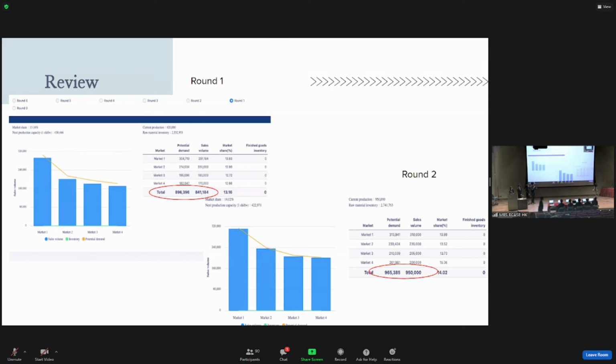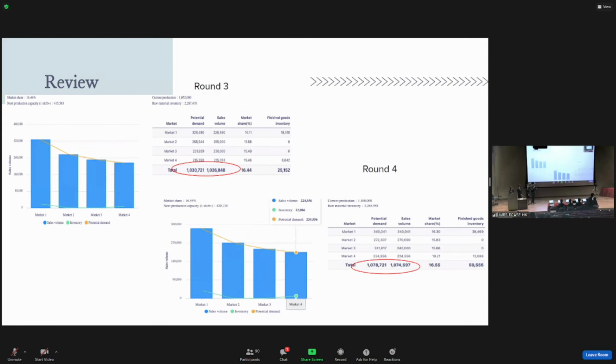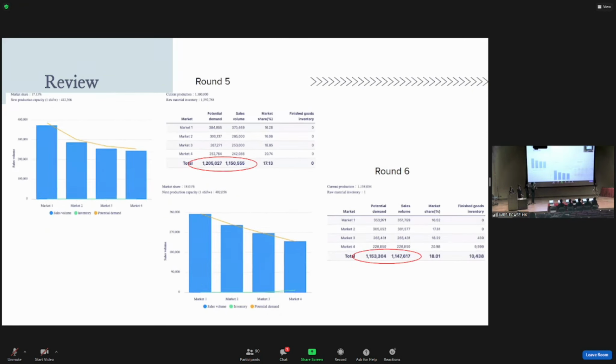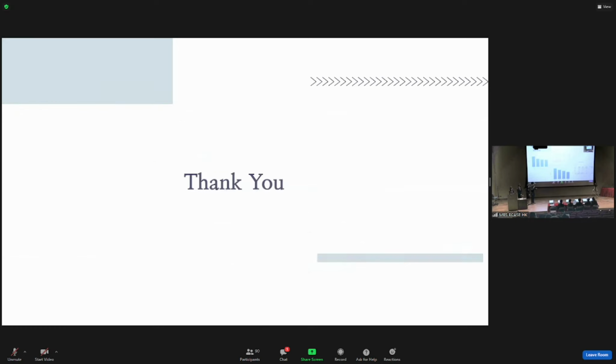As we can see from the slides, the orange lines are representing the potential demand and the blue bar chart is representing our sales volume. In today's competition, we can see the potential demand and our sales volume is nearly the same in those 6 rounds. We have determined and estimated the potential demand in a more accurate figure in both 6 rounds. And we have chosen the best strategy for today's economic environment, and I think we have a good improvement in the data analysis skill after 2 months training. So that's the end of our presentation.